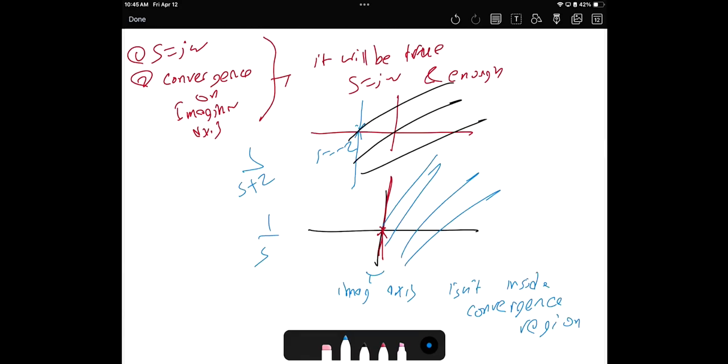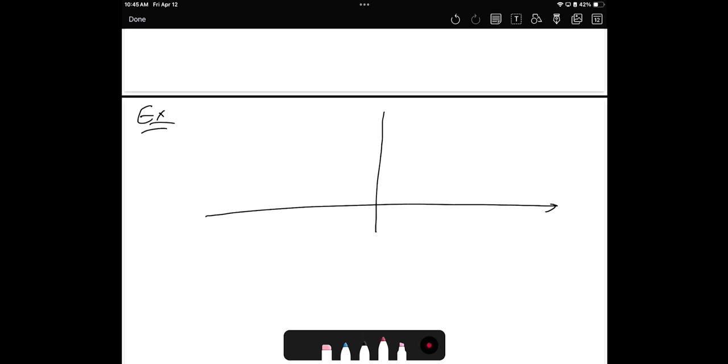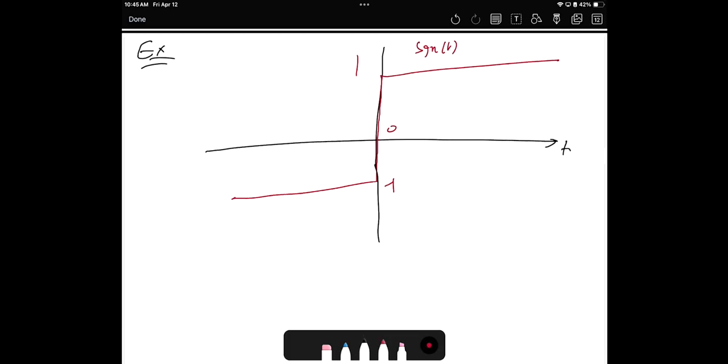Any questions? Let's do more examples. The sine function. I think you should remember the sign function. It can be sometimes 1, sometimes negative 1. Now we need to find the Fourier transform of the sign function.